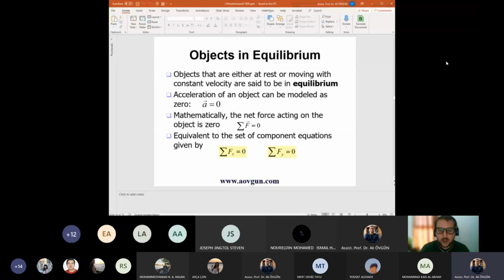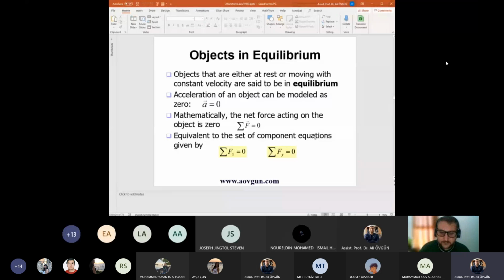Now look at objects in equilibrium. This specific case is related to Newton's first law, when we said that objects that are either at rest or moving with constant velocity are in equilibrium. It means the acceleration of the object can be modeled as zero. So zero acceleration means velocity is zero, or it is moving with a constant velocity. When you put it inside Newton's law, you can see that F net must be equal to 0 because the acceleration is 0.